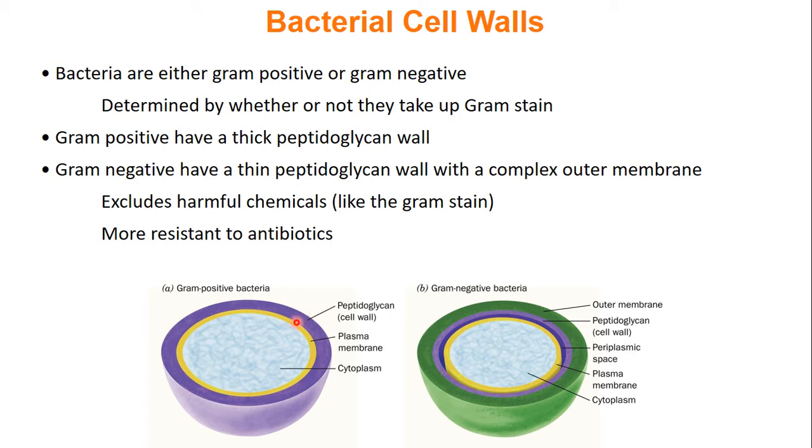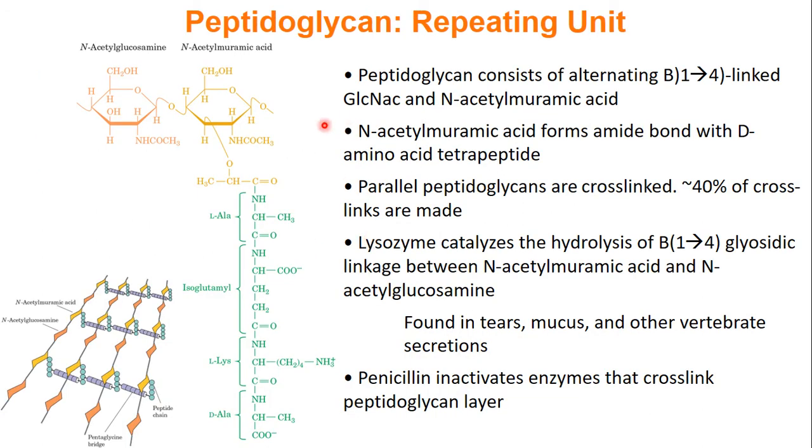Gram-positive have this thick peptidoglycan layer, which we'll talk about in a minute. Gram-negative has a thin peptidoglycan layer, but an extra outer membrane. And this outer membrane is what excludes any harmful chemicals like the gram stain. And so gram-negative bacteria are resistant to antibiotics for the most part because they can never penetrate the outer membrane and get inside the bacteria to kill it. So your harmful bacteria are your gram-negative ones. But let's talk about this peptidoglycan.